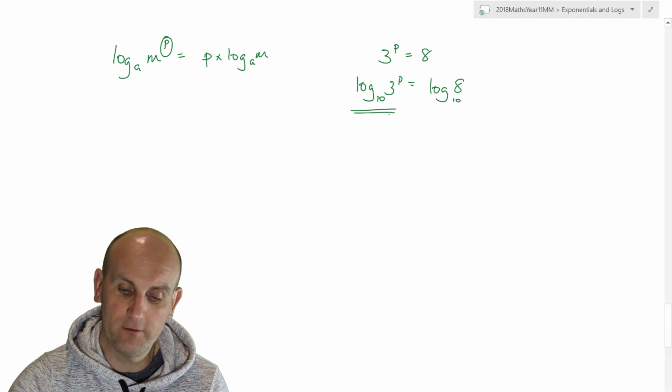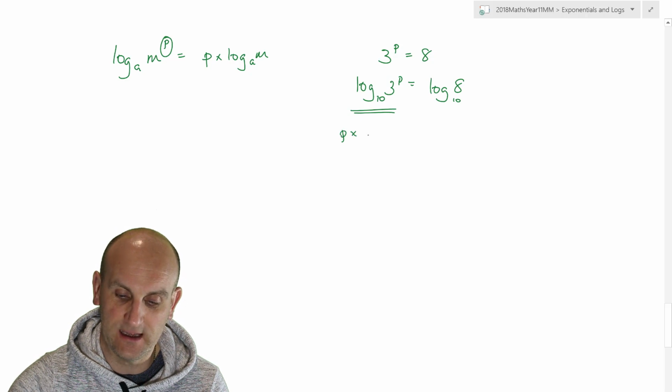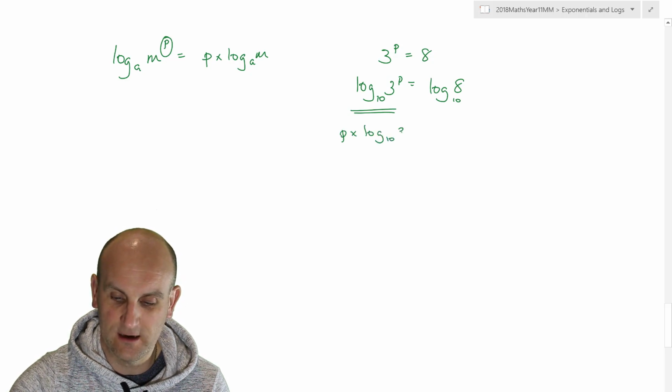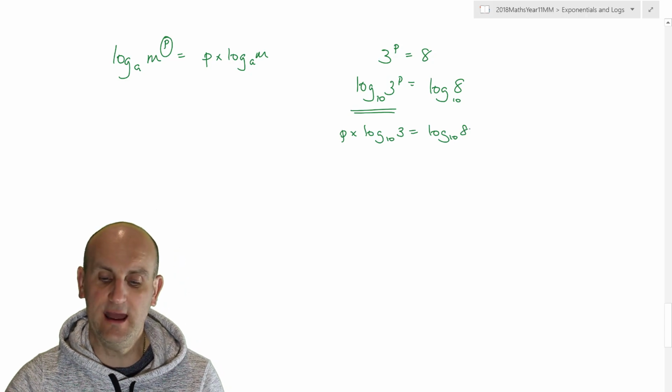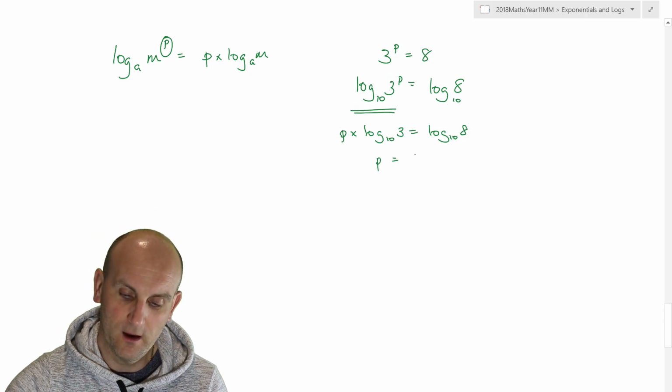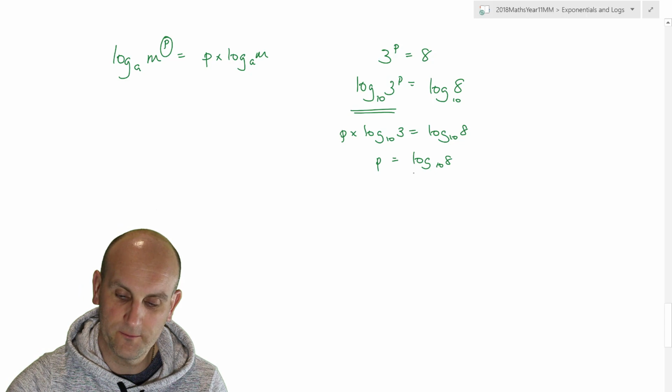Now, using my rule here, I can now say, well, that's p times the log base 10 of 3 equals the log base 10 of 8. And how do I find p? I just divide both sides by the log base 10 of 3.